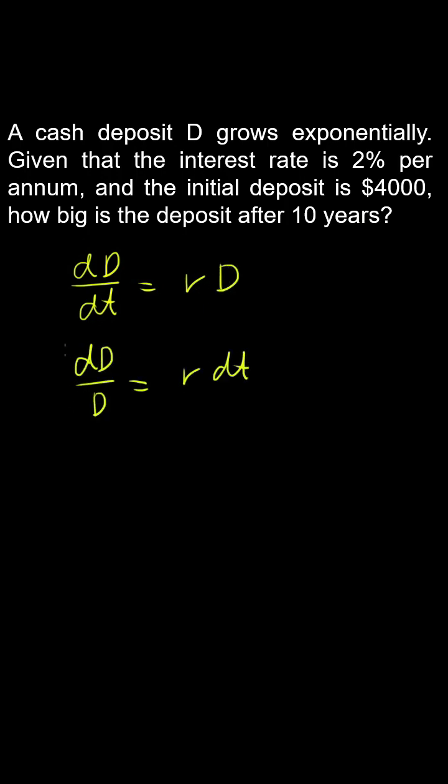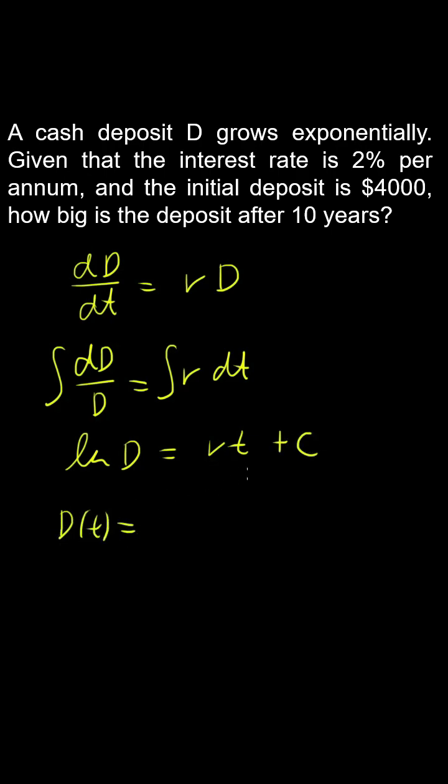A cash deposit D grows exponentially, so we recognize that the rate of change of the deposit with respect to time is proportional to the deposit. And therefore we can separate the variables and integrate both sides. So what we get is the natural log of the deposit is equal to the rate by time, plus a constant of integration. So therefore the deposit as a function of time is equal to e to the rt by e to the c, which is just some other constant, multiplied by e to the rt.